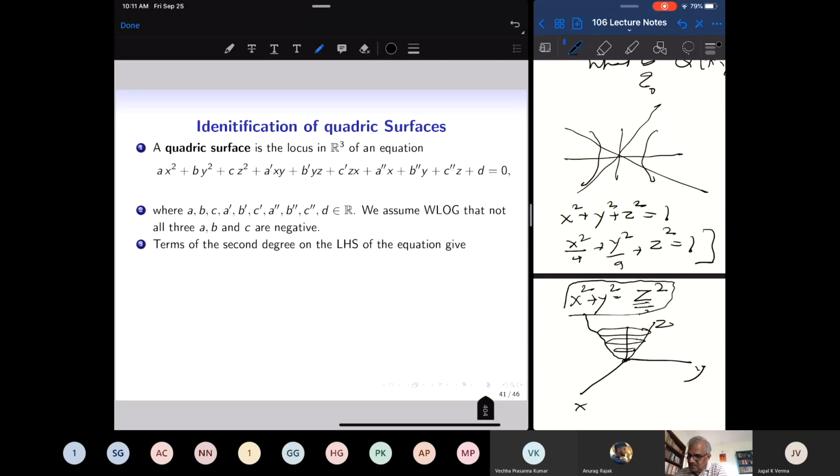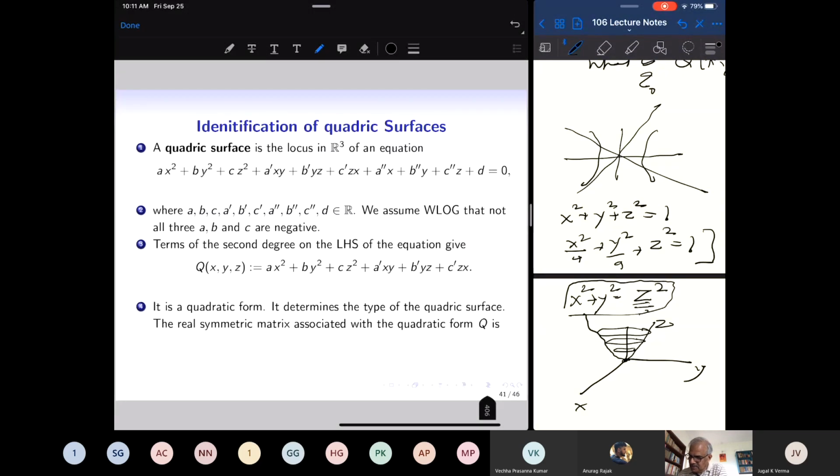Look at the terms of the second degree, this part and this part. These are the terms of second degree, and we want to now diagonalize and write in matrix form. This is the quadratic form. This quadratic part will determine the type of quadratic surface. The real symmetric matrix associated with this quadratic form is going to be 3 by 3 now, because these diagonal terms will be A, B, C, and then there are the other three terms.